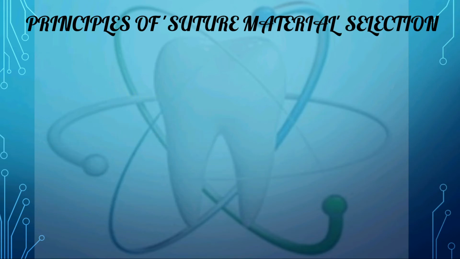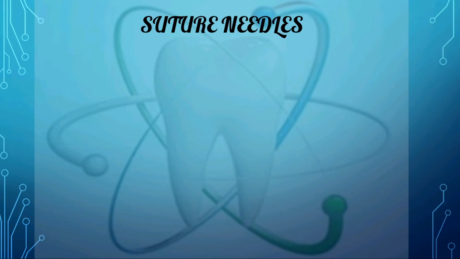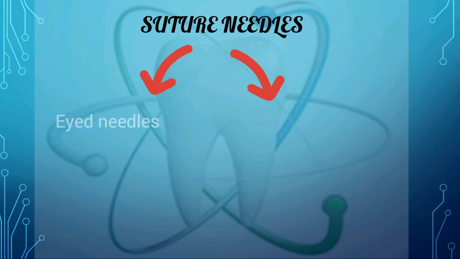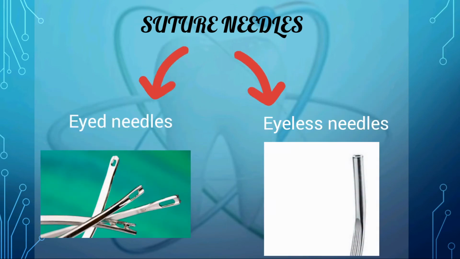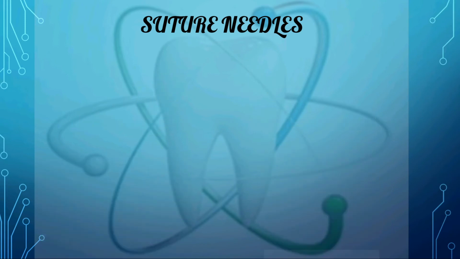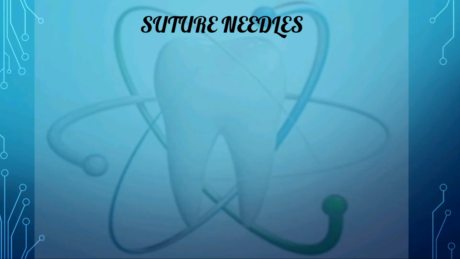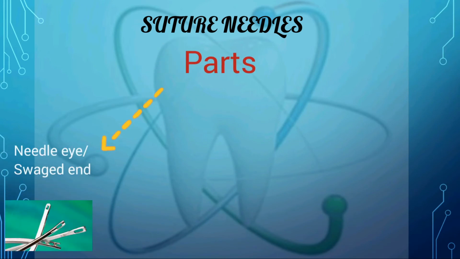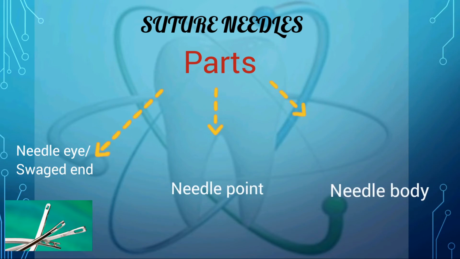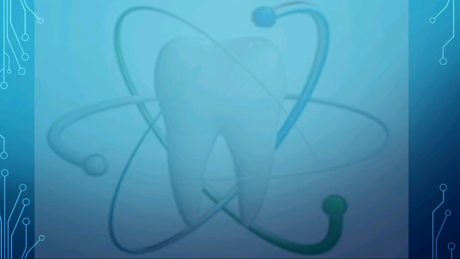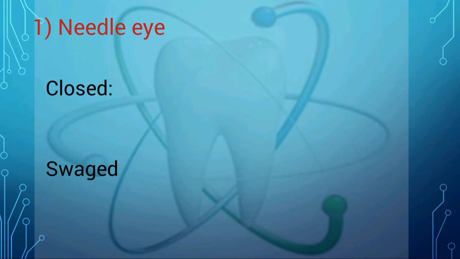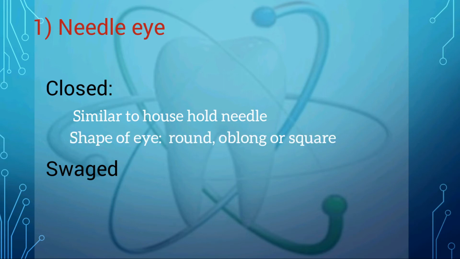Now, let's go into the details of suture needles. The surgical needles are of two types, the eyed and the eyeless needles. The suture needles are also classified according to their curvature, radius and shape. The surgical needle comprises three parts: needle eye or swaged end, needle point and needle body. The needle eye can be closed or swaged. The closed eye is similar to the eye of a household needle. The shape of the eye may be round, oblong or square.